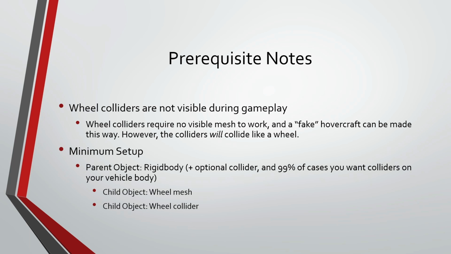You don't have to, but the rigid body is necessary, and you do want to have some mass on that rigid body. Once you have your parent object with a rigid body, you need a child object that has a wheel mesh if you want to be able to see the wheels. It can be a direct child or a child of a child. And then you also have to have a different child object with the wheel collider. You cannot have a wheel collider component on an object that has the mesh itself. I'll explain that a little bit later, but it is required that they be separate.